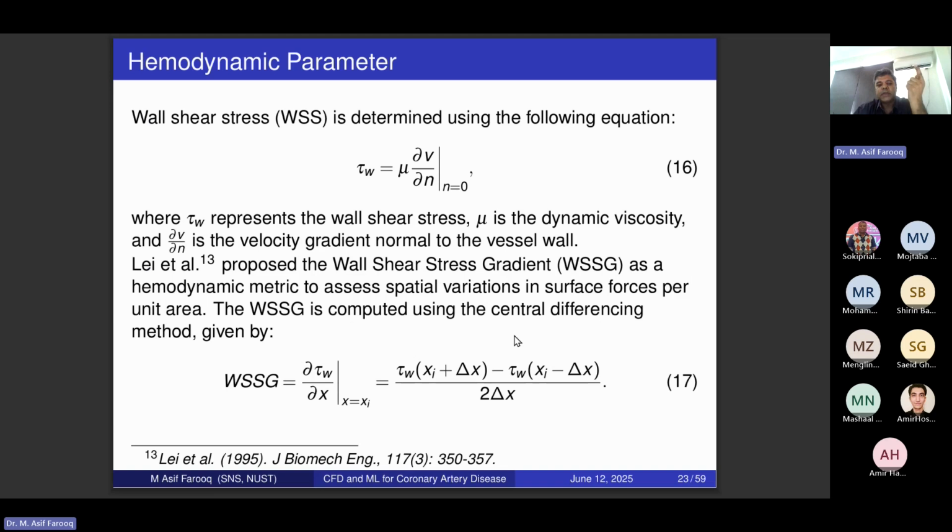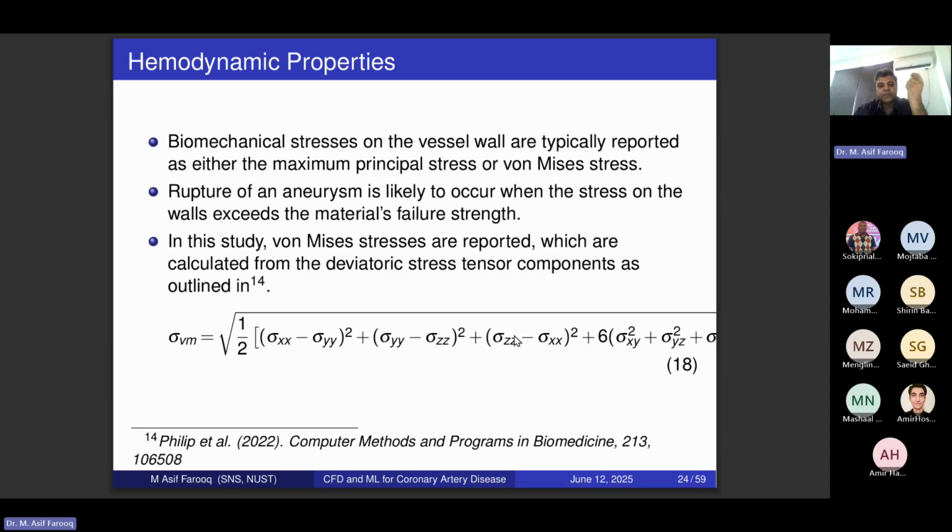The important hemodynamic parameters in this study are the wall shear stress that we compute at the wall. And there is another parameter that has been introduced by Lee et al., and that is called the wall shear stress gradient. Then we also have another parameter that is needed to identify whether a person has an aneurysm or not. We calculate the von Mises stress component that is defined in equation number 18. One term is missing, that is actually sigma xz squared.